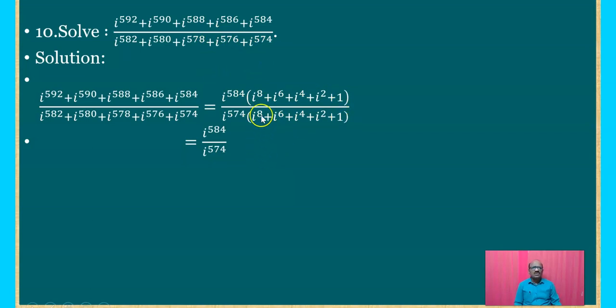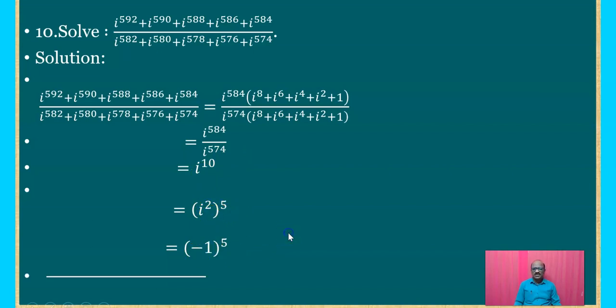And now, what is in the bracket? These two terms are the same, therefore we can cancel them. i^584 upon i^574. Now we can simplify by using the law of indices: 584 minus 574, then you will get i^10. i^10 can be written as (i square) to the power 5. i square is minus 1, so (minus 1) raised to 5 means what? It's a minus 1.